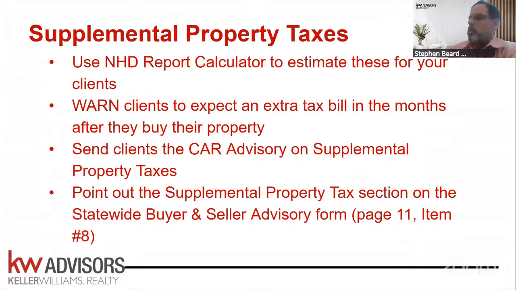There are a number of ways you do this. You can send them the CAR advisory on supplemental property taxes. You can point out the section in the statewide buyer and seller advisory about this. You can send them an email about it. But if they are going to be subject to supplemental property taxes, you want to have that conversation with them because people aren't ready for it. And 3 months after they buy the house, in October, and in January, they get an extra tax bill that their lender won't pay. Oh, this is a supplemental. You have to do that now.